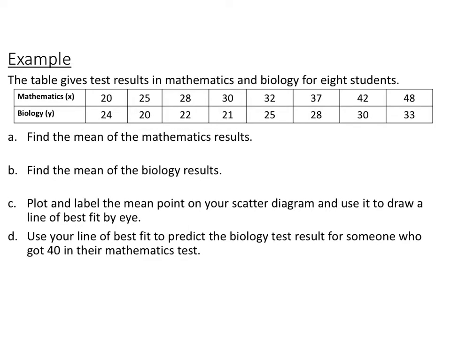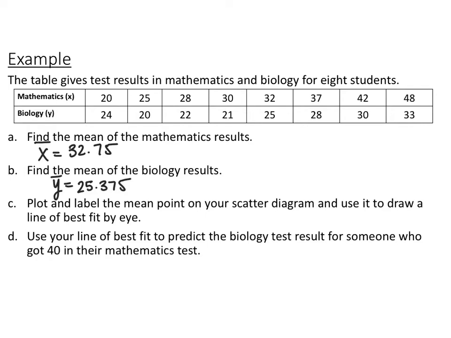So this first example gives us test results in math and biology for 8 students, where math results are X and biology results are Y. So first we're going to do parts A through C. Find the mean of the math scores, find the mean of the biology scores, and then I want you to draw a scatter diagram or a scatter plot and plot the mean point that you found in parts A and B. So go ahead and pause the video and try that.